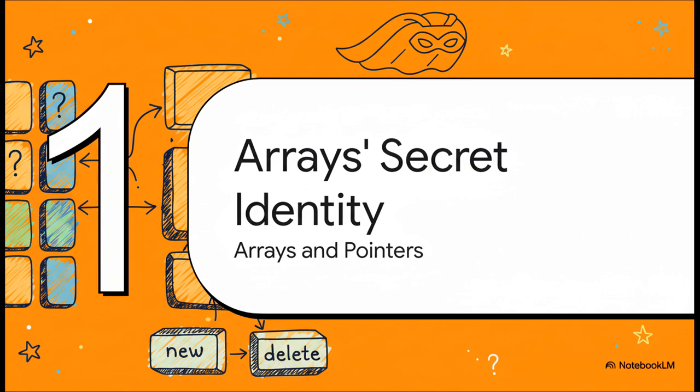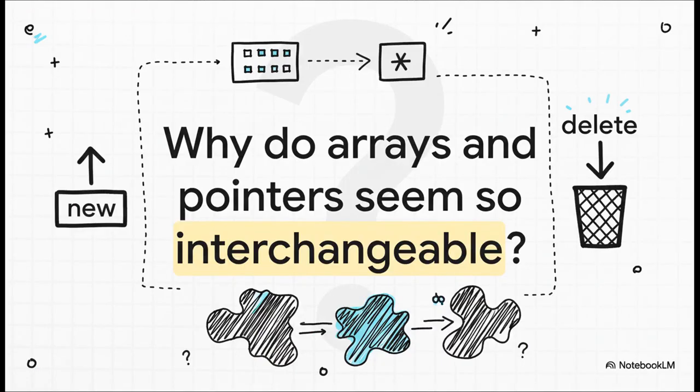Okay, first things first. To really get what's going on with dynamic memory, you have to understand this one foundational secret, this hidden link between arrays and pointers. You know, if you've ever been coding in C++, you've probably noticed this, right? Sometimes an array's name just acts like a pointer. It's a common point of confusion for sure, but the reason why is actually pretty simple.